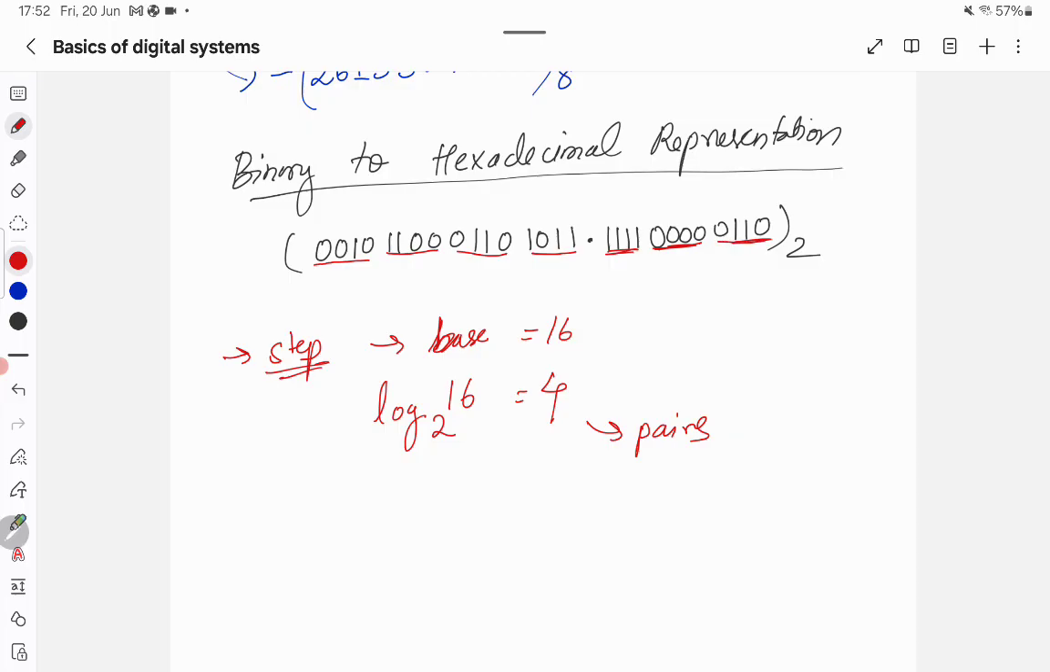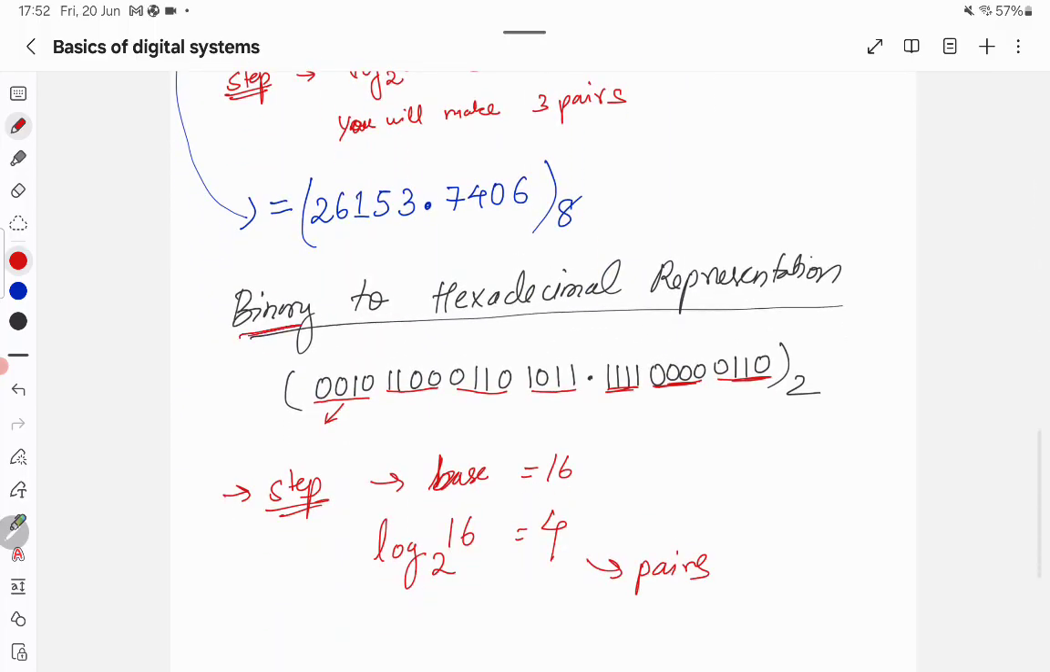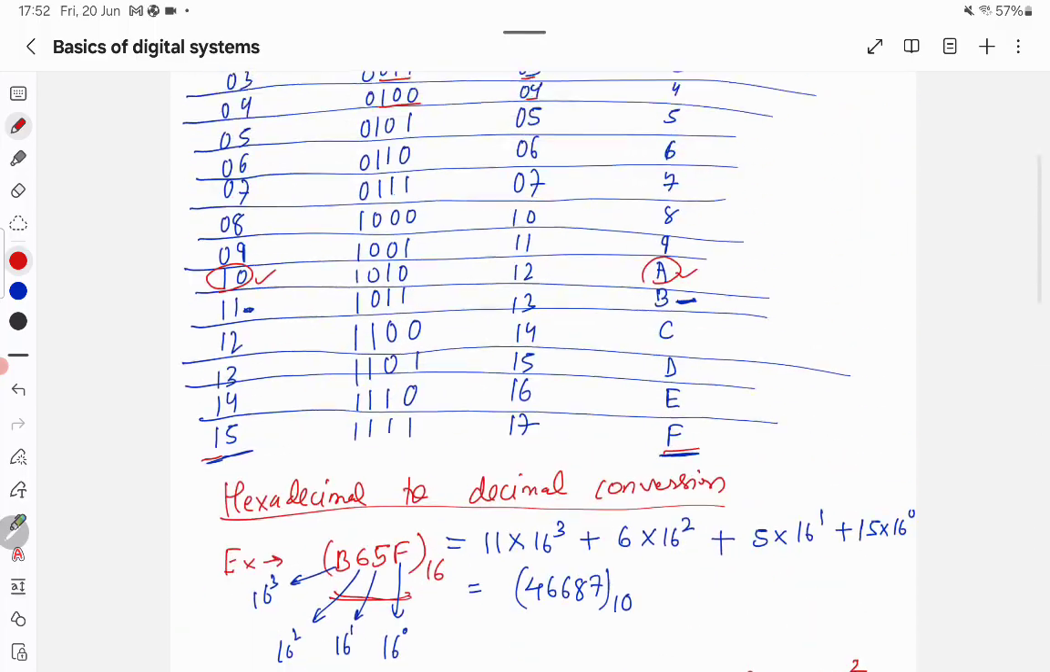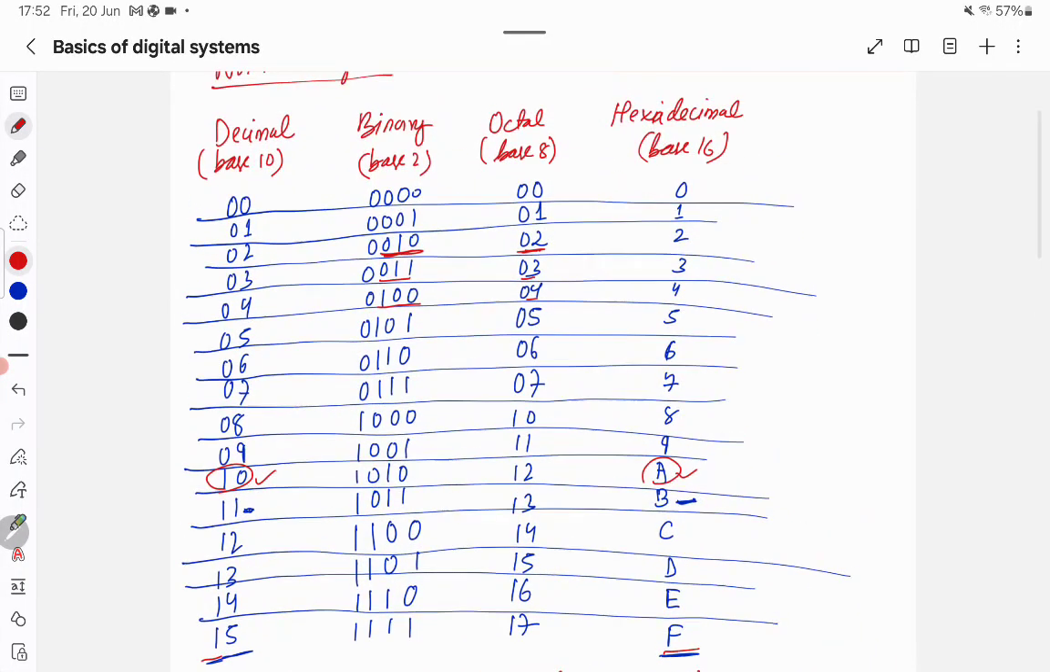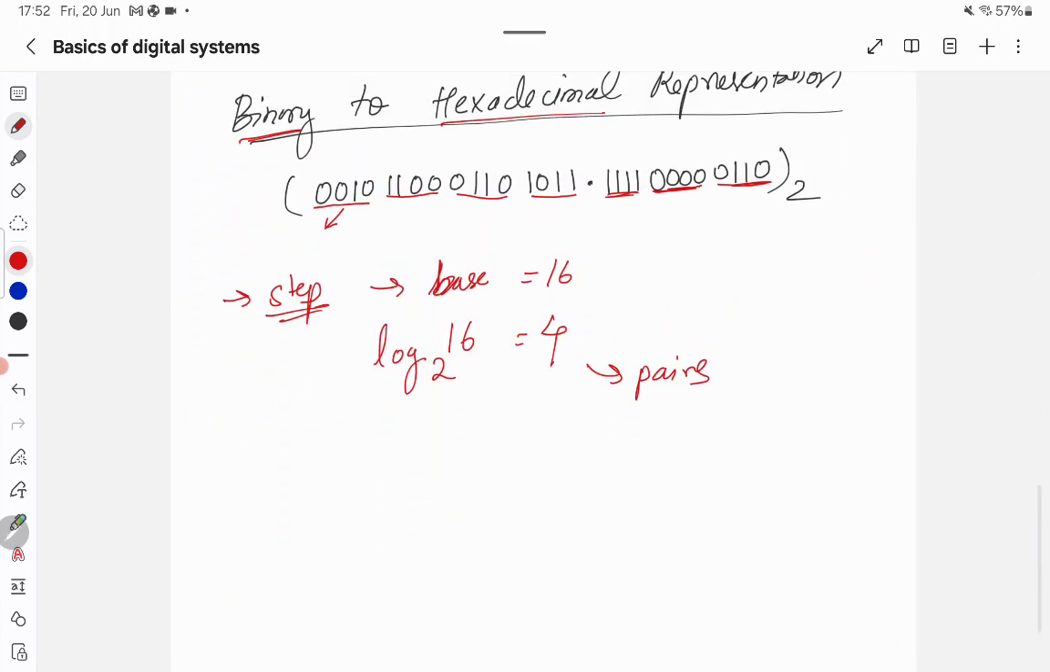Then you will write, this one can be written as, if you go to the table and see, we are doing binary to hexadecimal. So if you go to the table and see the binary table and hexadecimal, 0 0 1 0 can be written as 2, 0 0 1 1 can be written as 3, this can be written as 4, this can be written as 5. So we will keep on looking at the table. Once you get practice with the table, you can do it faster.